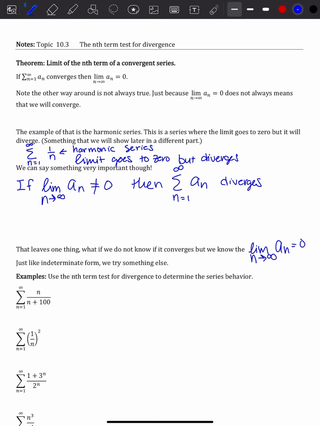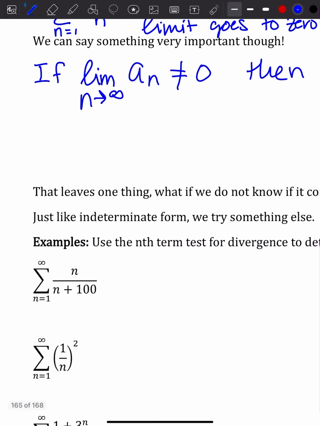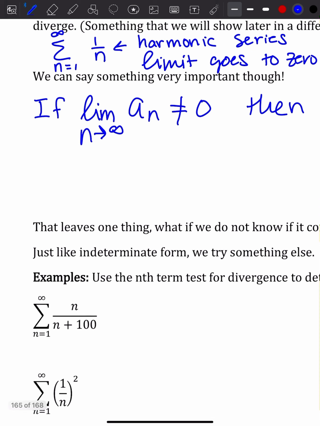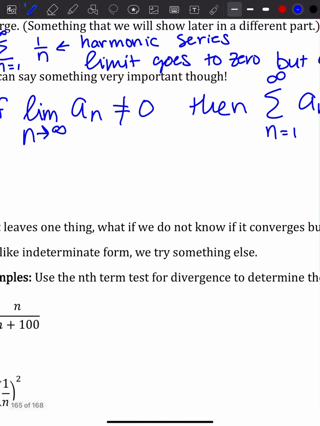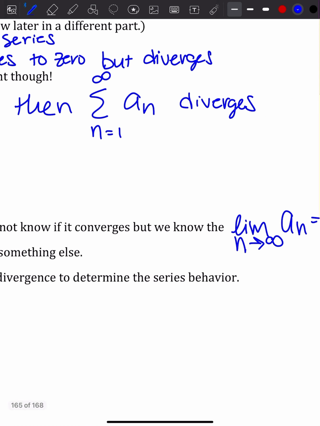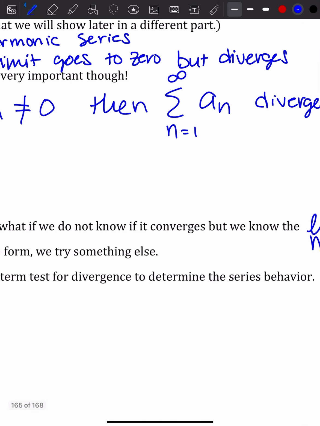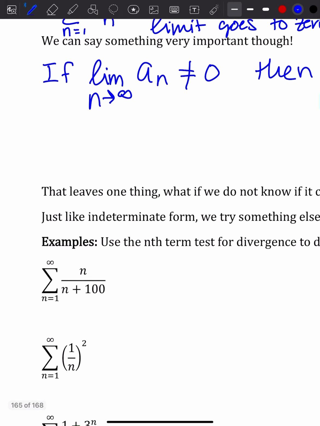So what we're going to do is use the nth term test for divergence and decide if our series diverges or if it's inconclusive at this moment in time. So if we look at what we have here, we have the summation from n equals 1 to infinity of n over n plus 100. One of the things that you may have noticed is that the limit as we approach infinity of a sub n is the same thing that we're adding. So the limit that we're looking at is the equation they gave us.